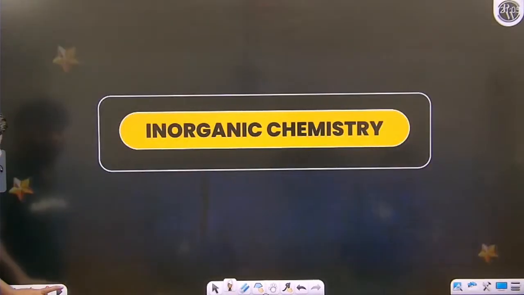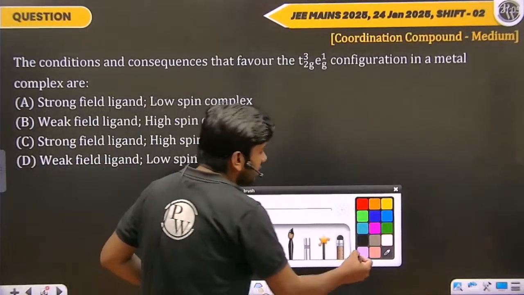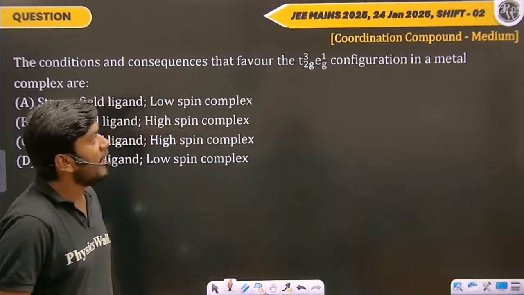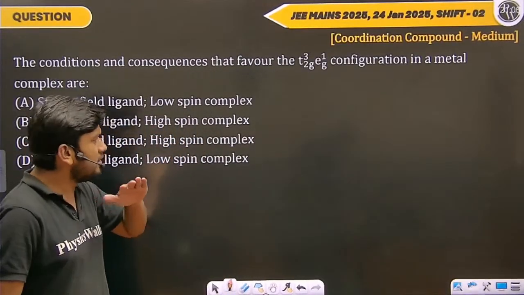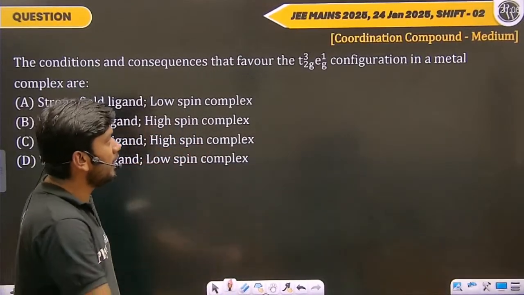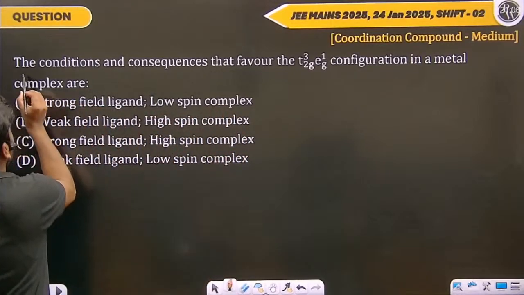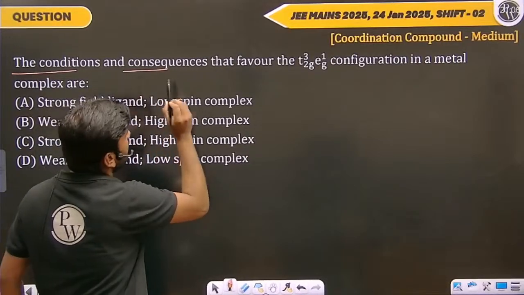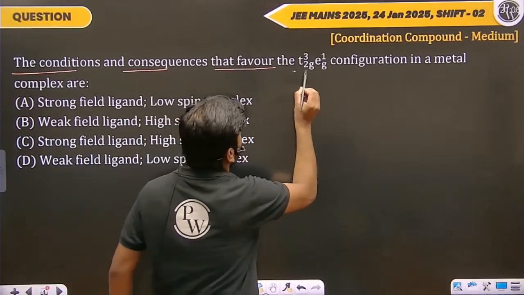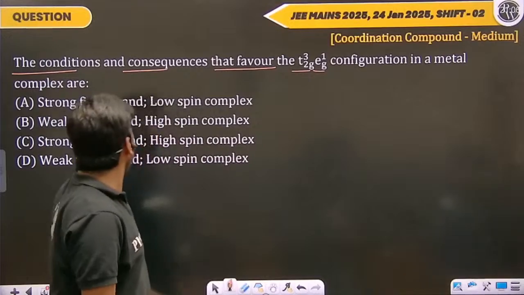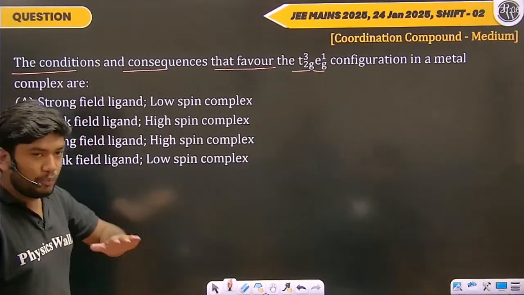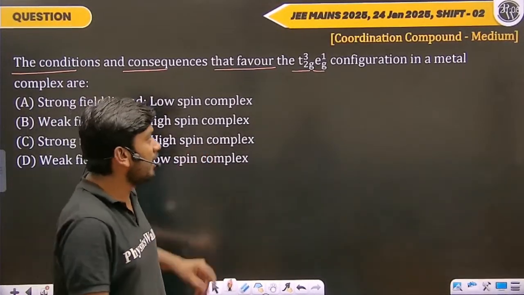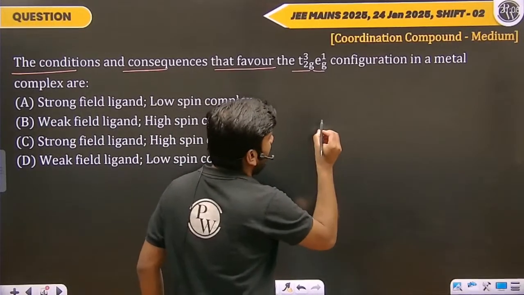Okay, the first question comes from coordination compounds, and it is a medium-level question, so there is no problem related to it. It is asking the conditions and consequences that favor t2g and eg configuration in metal complexes. We know very well octahedral splitting, and when we see the octahedral splitting, then we get what?